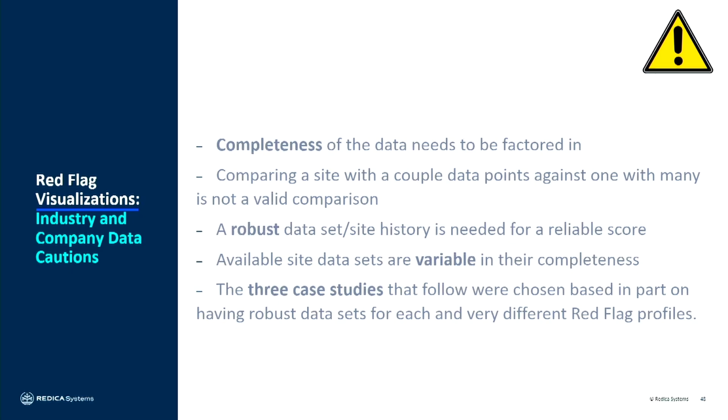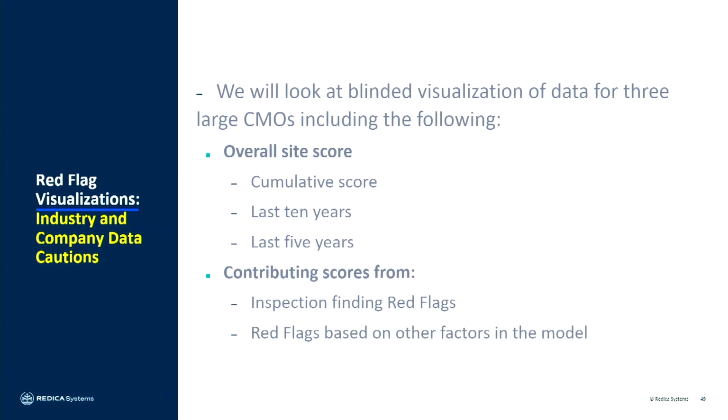These 3 case studies were chosen based in part on having good, robust data systems so that we could compare them. And we're going to look at some blinded visualizations of these, with a cumulative score of the last 10 years and 5 years. And we're going to talk about the inspection findings, red flags, and what those are, and how they contribute, and then based on other factors in the model.